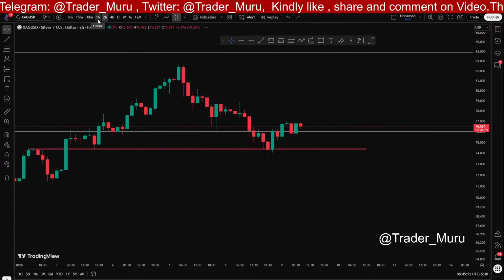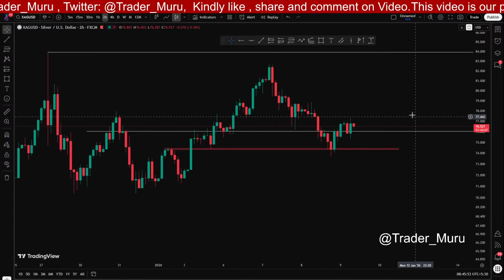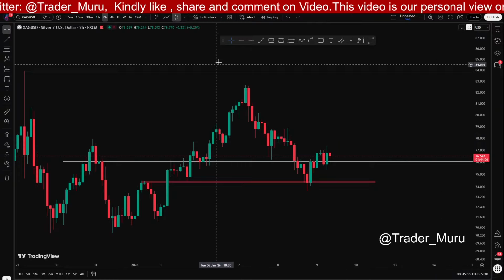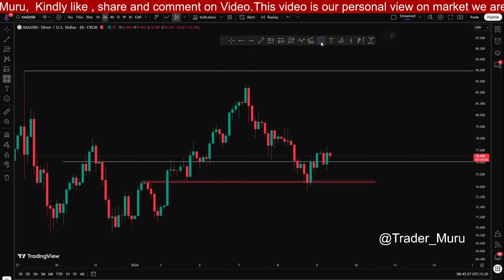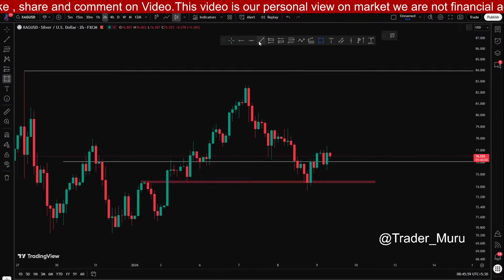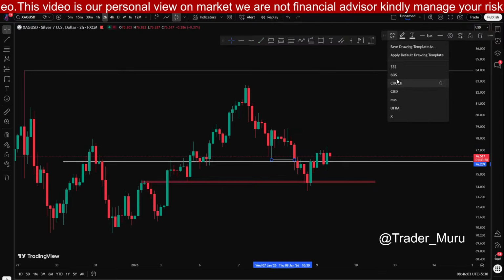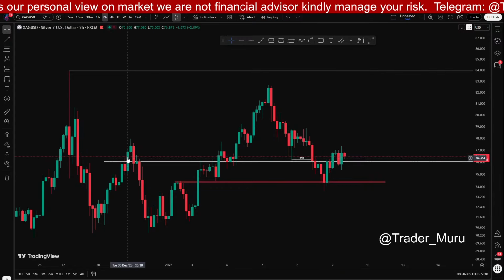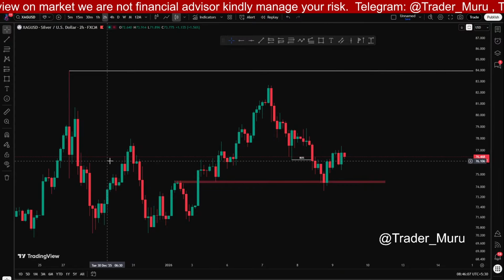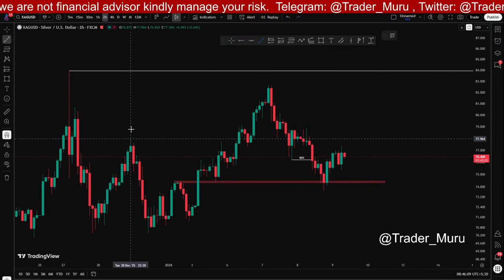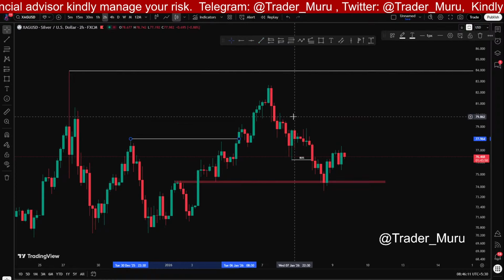Then let's go for the 1 hour time frame. In 1 hour, the last breakout structure here is this one. So in silver, what can happen? This is our breakout structure to the upside.